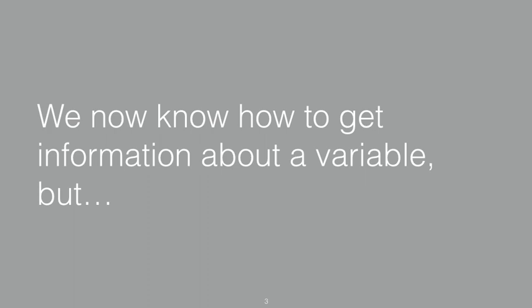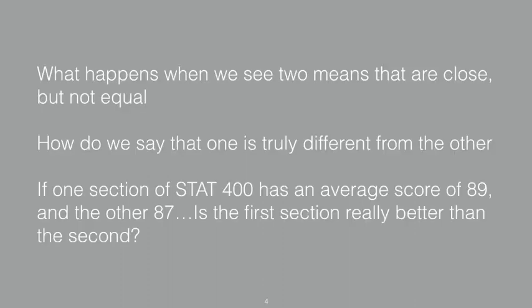We now know how to get information about a variable. But what happens when we see two means that are close but not equal? How do we say that one is truly different from the other? Think of this example. If one section of Stat 400 has an average score of 89 and the other an average score of 87, is the first section really better than the second? It's only a 2-point difference.